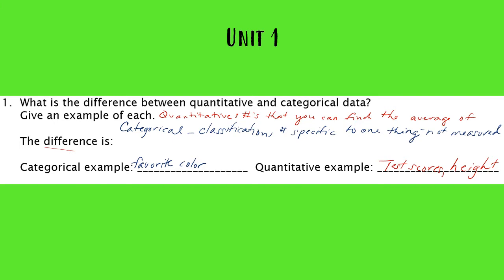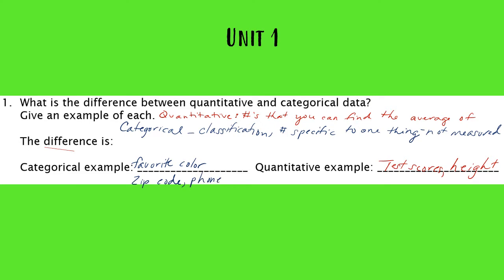Hair color, occupation, those are all categorical data. But numbers can be categorical also. What I mean by that is something like zip code. You don't measure your zip code or your phone number. You don't measure your phone number.